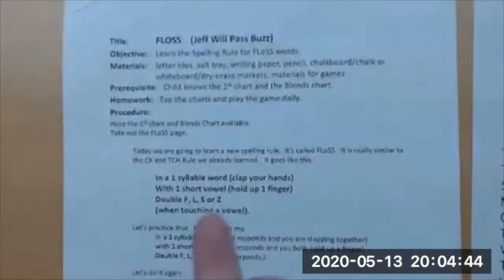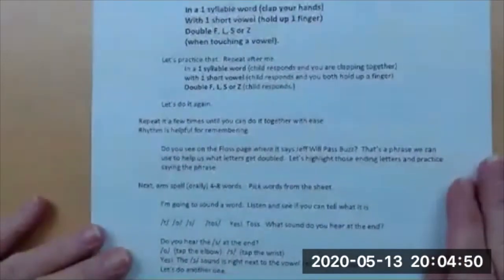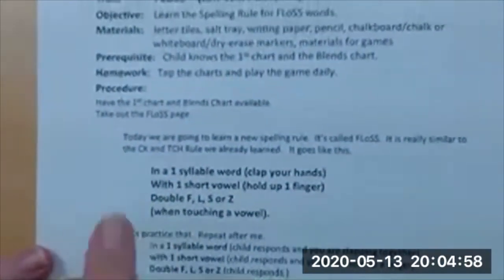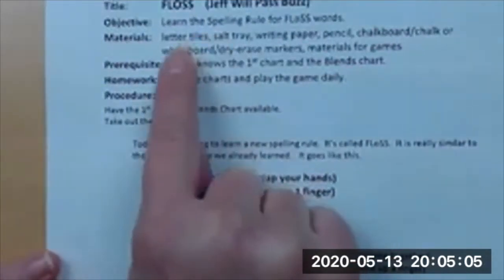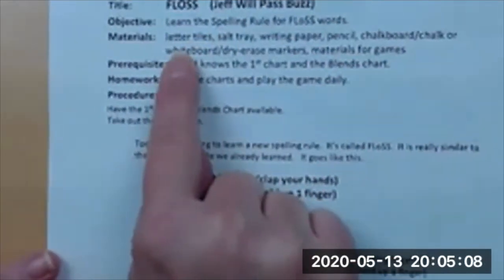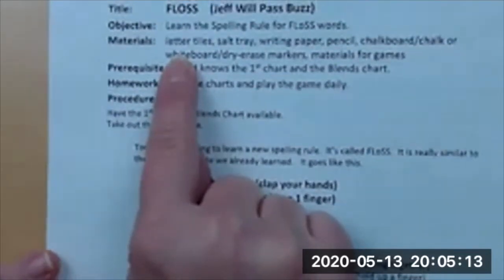In the training program, you have two different pieces of paper that you've been given. One of them is a page that is a formal lesson on FLoSS. So it looks like this. And it gives you the step-by-step of what you need to know to do the FLoSS lesson. On all the lesson pages that you get, there's a title, an objective, which is learning the spelling rule for FLoSS, and then what materials you might need. Now, those assume that you're working in person. If you're doing it online, then you'll have to be more inventive and creative and use other resources.